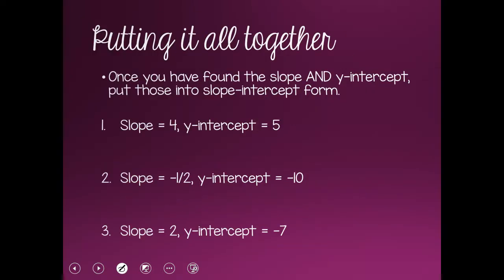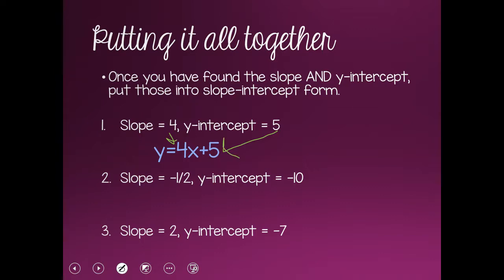All right. Now we're going to put it all together. So once you have found the slope and the y-intercept, you're going to put those into slope-intercept form. So these were just examples that I came up with. If we have slope equals 4 and y-intercept equals 5, then our equation is going to be y equals 4x plus 5. I just put those in.